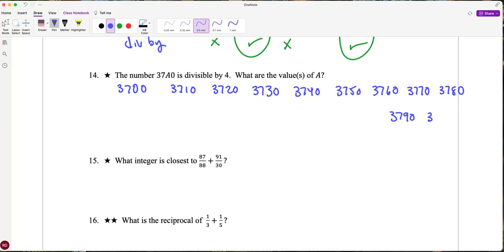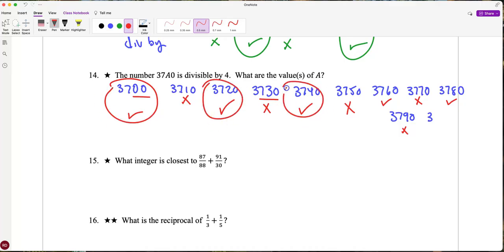So you look at the last 2 digits. You divide that by 4 and you get 0. That works. Not divisible by 4. That is divisible by 4. Not divisible by 4. Divisible by 4. Not divisible by 4. Divisible by 4. Not divisible. And then not divisible by 4. So it could be this, this, this, this, or this. So that means that A is equal to 0, 2, 4, 6, 8.